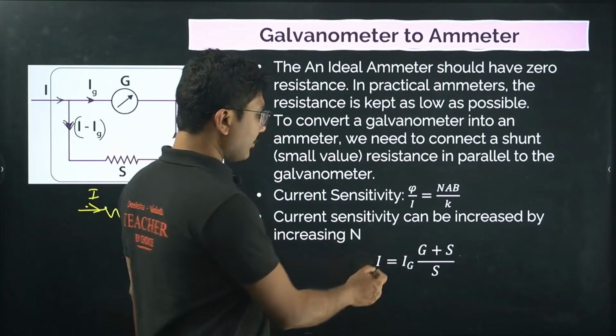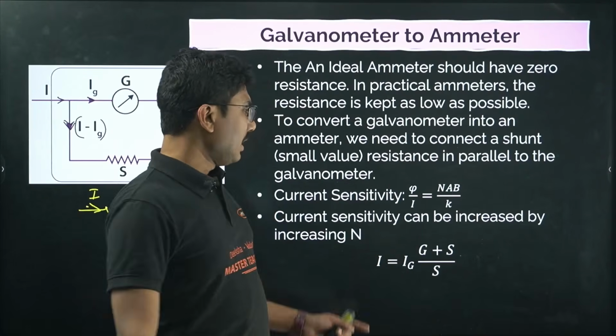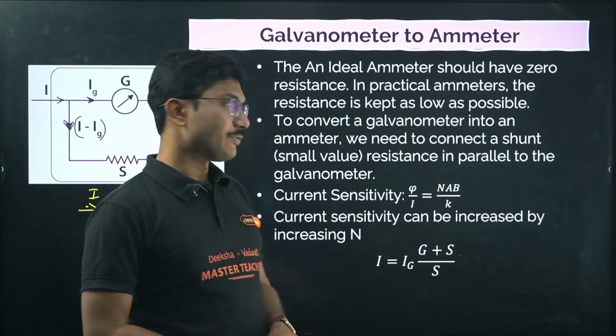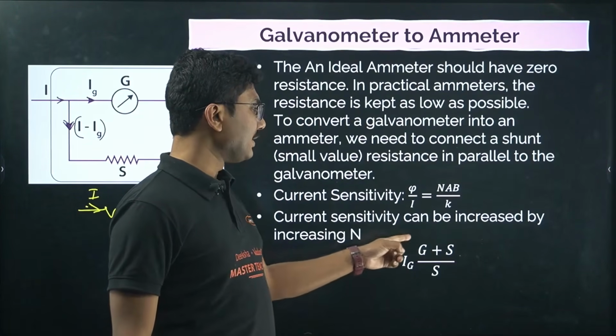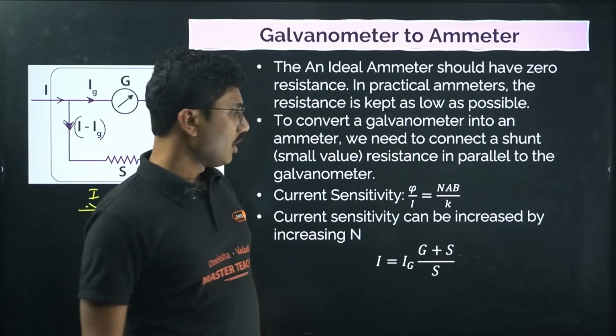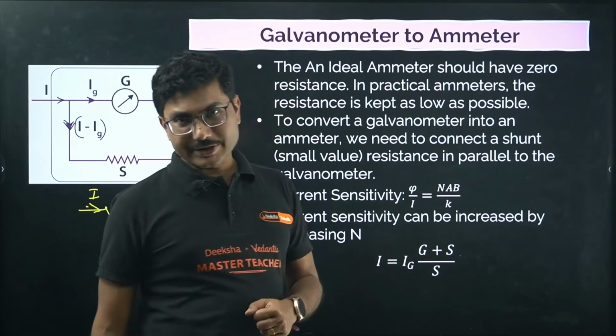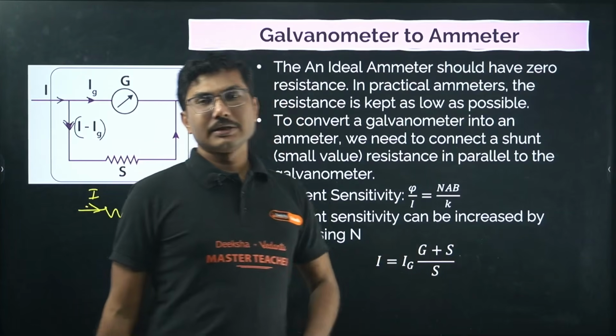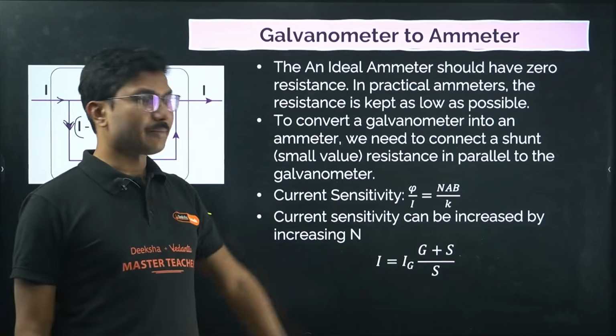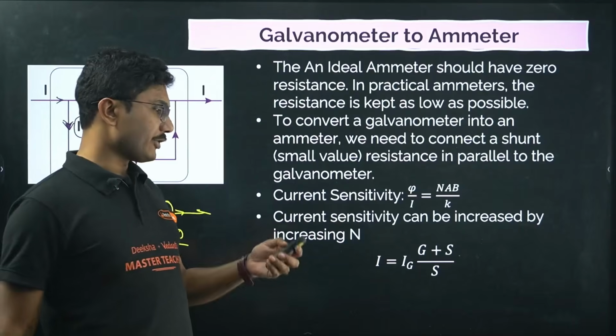Now the current that we are trying to measure can be calculated using this formula: I equals Ig (G plus S) by S. This is the current that we are measuring. Ig is the galvanometer current. G is the resistance of the galvanometer. S is the resistance of the shunt. Now this can be useful in numerical questions.